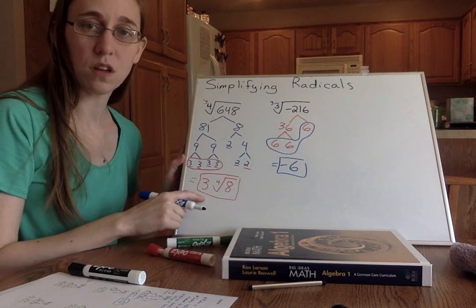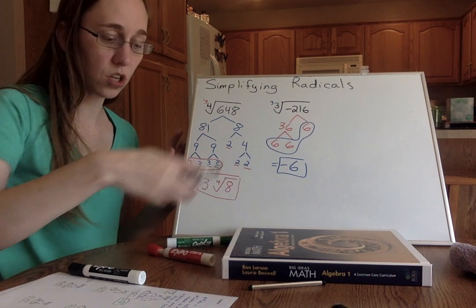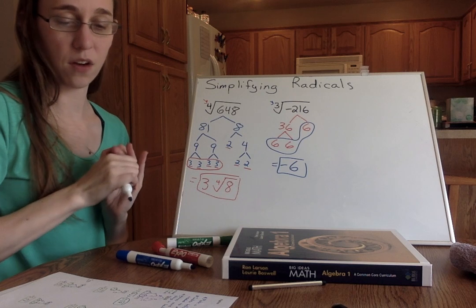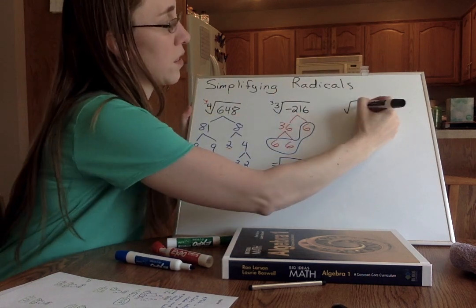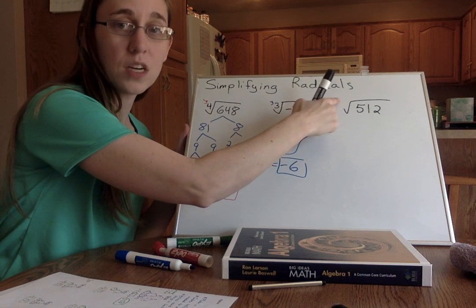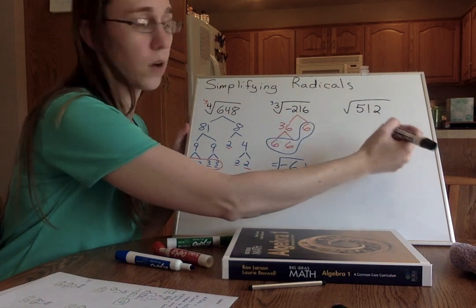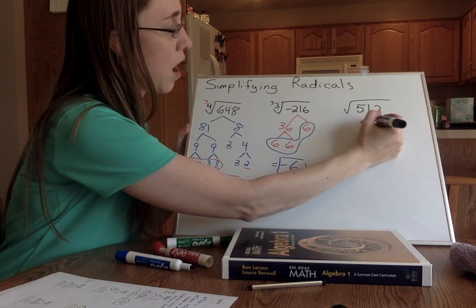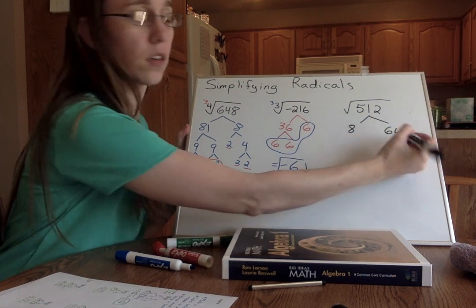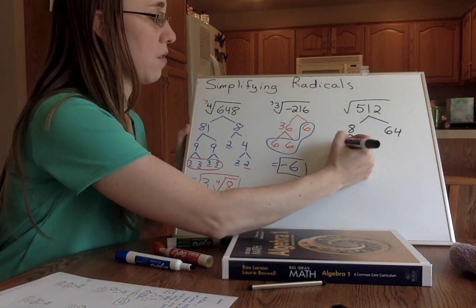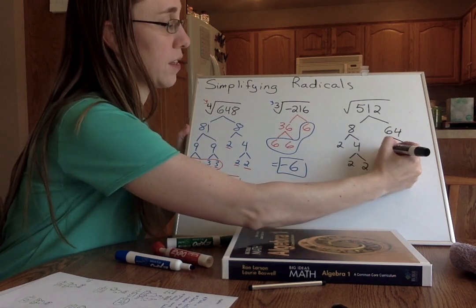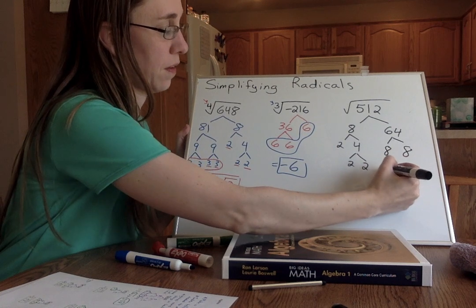So sometimes you still have roots in your answer. Sometimes you don't. It just depends on the individual problem. Okay, let's try another one. Square root of 512. Now, there's no number there. Remember, that's the square root. That means we need 2 of them. So once we're done with our tree, we'll be looking for pairs. I did this, and 8 and 64 worked. 8 we know is 2 and 4. 64 is 8 and 8.